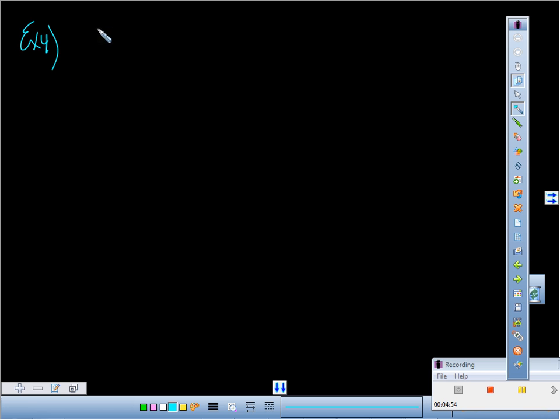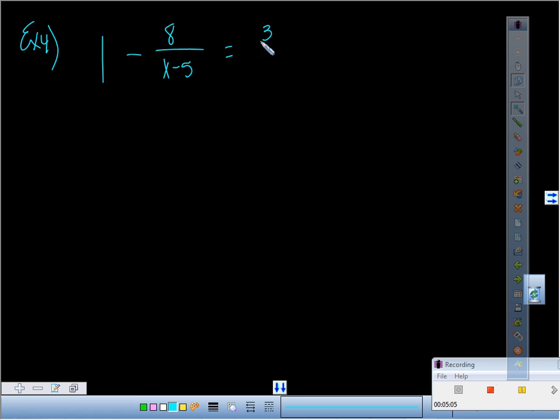Okay. Here's example 4. It looks like this. 1 minus 8 over x minus 5 equals 3 over x. All right. So, what's the first thing you should do?